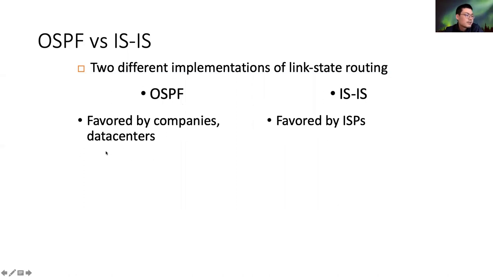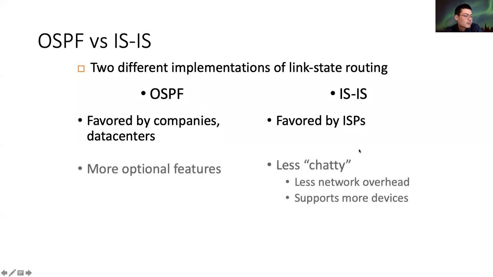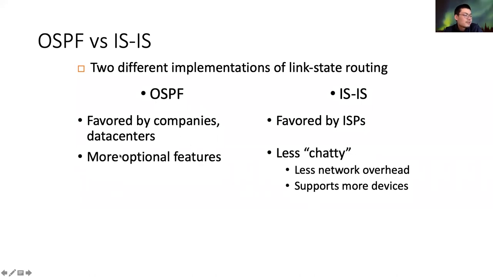Usually within your own AS, you favor OSPF. Actually, OSPF is probably more commonly used than RIP. It's favored by companies and data centers, while ISIS is favored by internet service providers. And because OSPF is for your own AS, you have a lot of optional features you can configure. But ISIS is simpler.